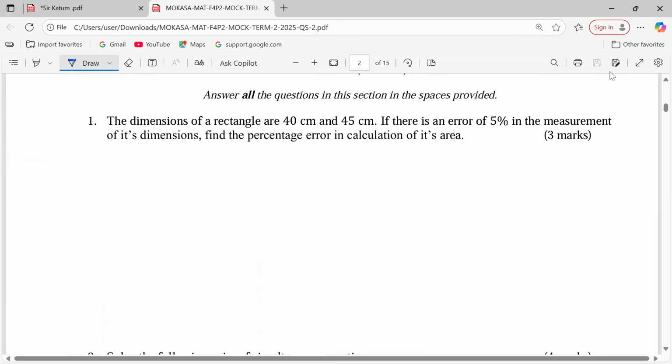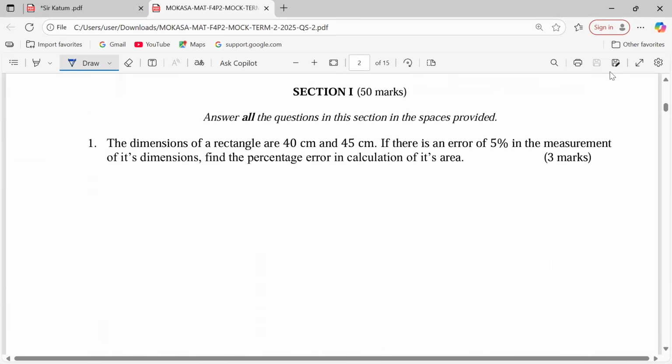The dimensions of a rectangle in number 1 are 40 centimeters and 45 centimeters. If there is an error of 5% in the measurement of its dimensions, find the percentage error in calculation of its area. Therefore, we have an error in the recording, and that translates to another error when we compute the area. Therefore, let's check the error in the recording of these dimensions.